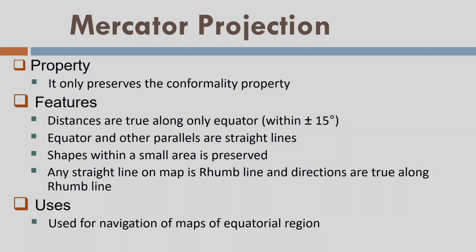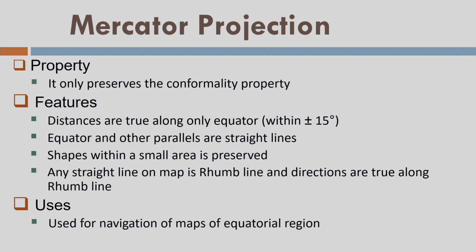So here, since the cylinder is touching the equator, around the equator we will have minimum distortions. Distances are true along only the equator within plus or minus 15 degrees. The equator and other parallels are straight lines. You can imagine on the cylinder they will appear as straight lines because they have been projected like that. Shapes within a small area are preserved.